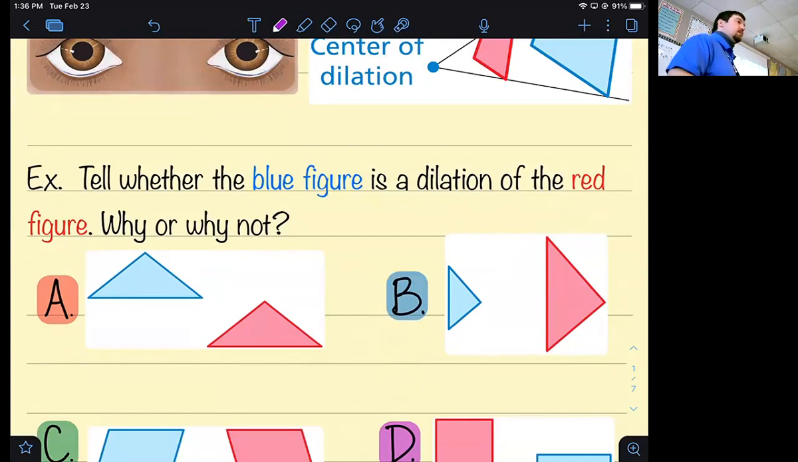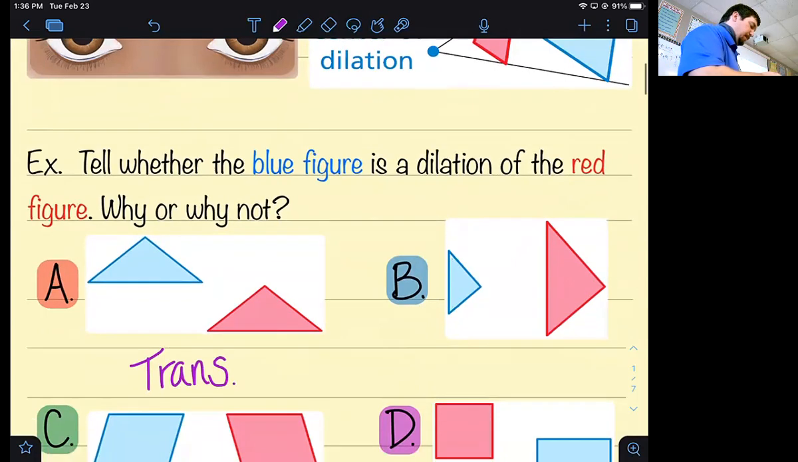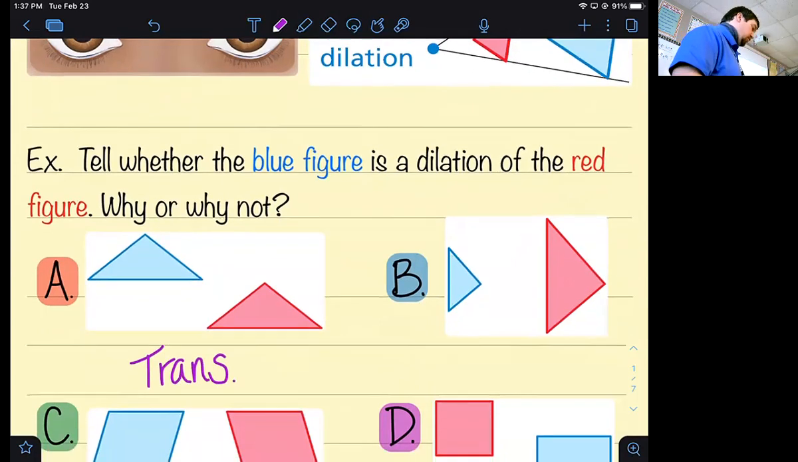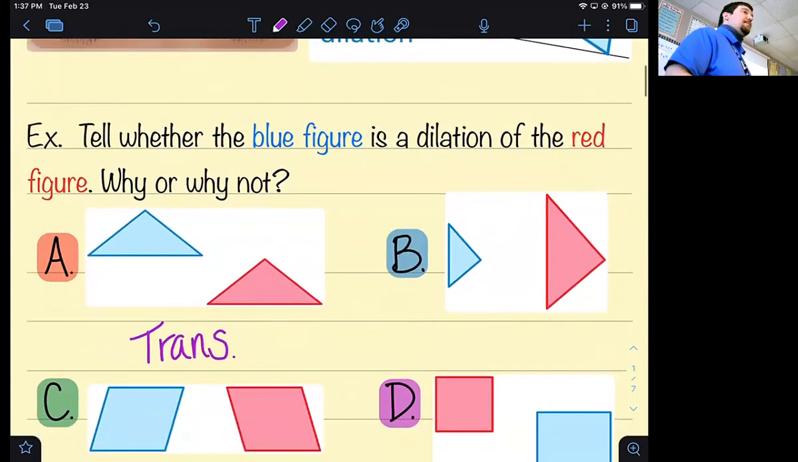What is it? Translation. It was only moved. It was moved, but it wasn't dilated. Can we just put no? Sure. What about example B? Yes. That is a dilation.